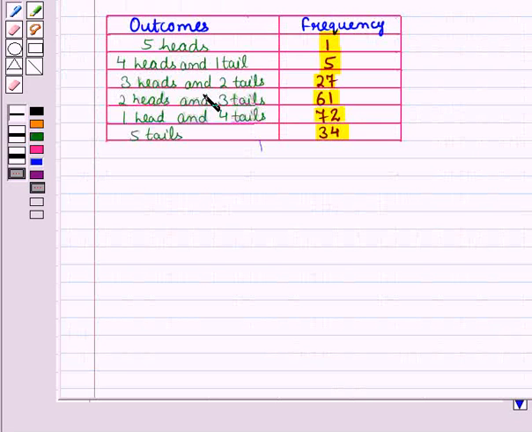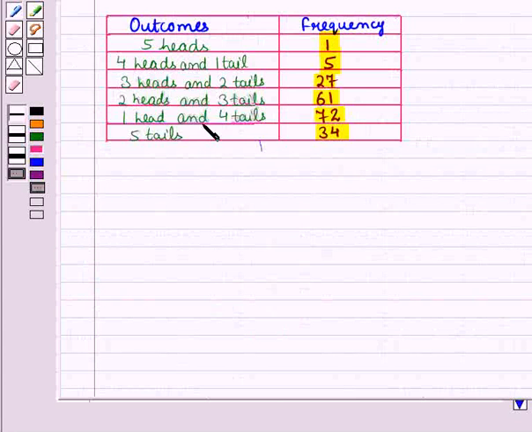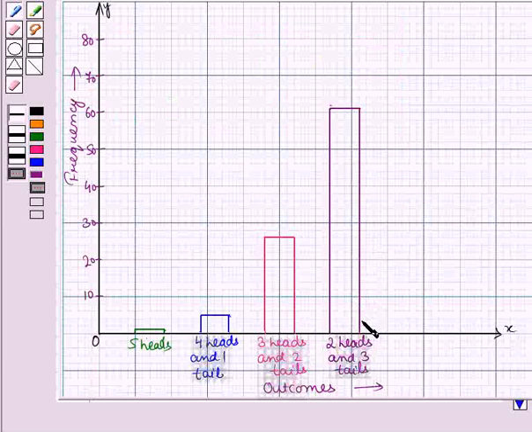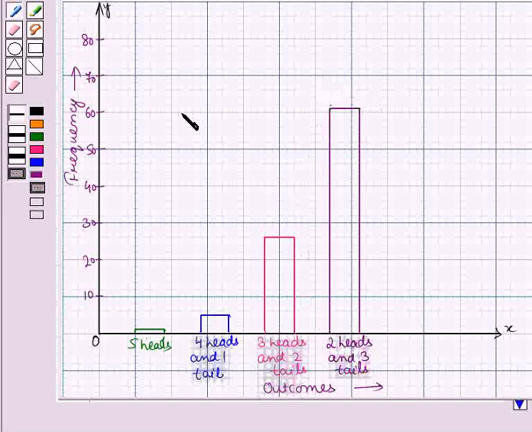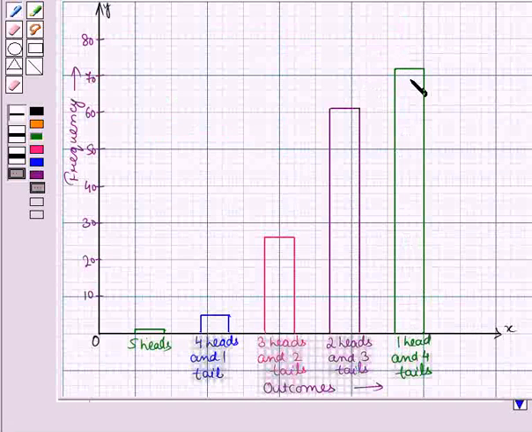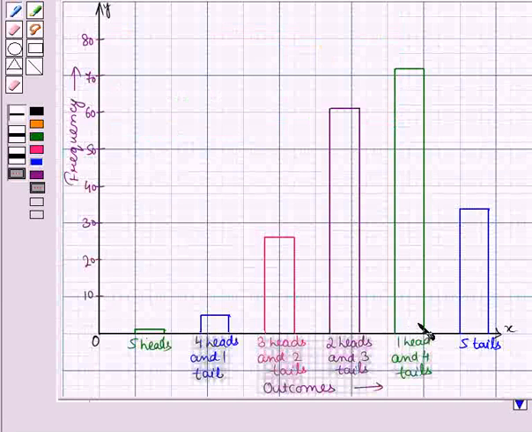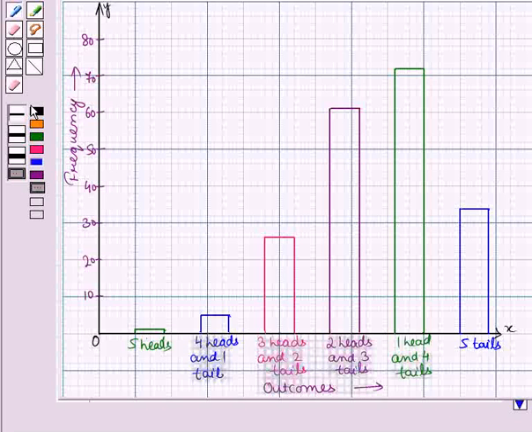Then, the frequency of outcome 3 heads and 2 tails is 27. So, here we have drawn a bar of height 27. Then, the frequency of outcome 2 heads and 3 tails is 61. So, here we have drawn a bar of height 61. Now, the frequency of outcome 1 head and 4 tails is 72. So here we have drawn a bar of height 72. And then the frequency of outcome 5 tails is 34. So here we have drawn a bar of height 34. So this is the required bar graph of the given data.